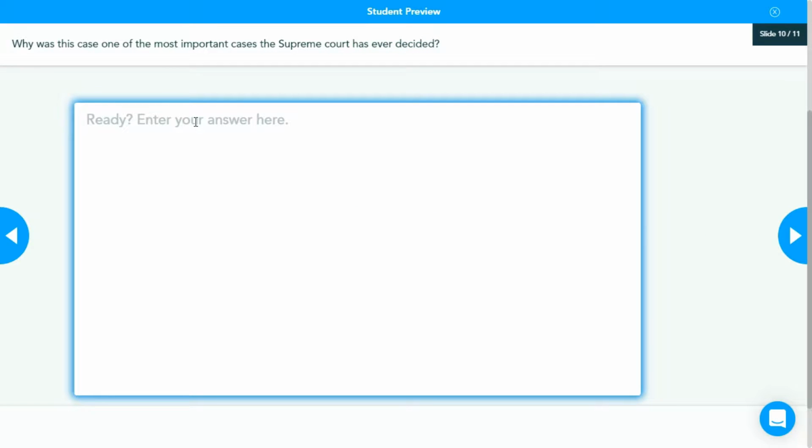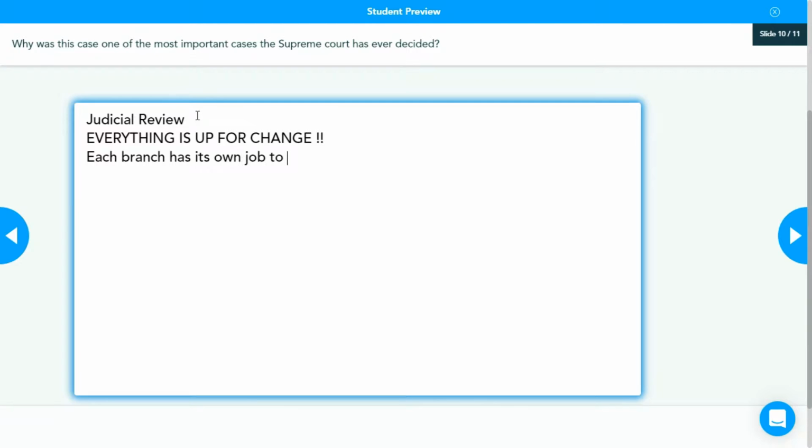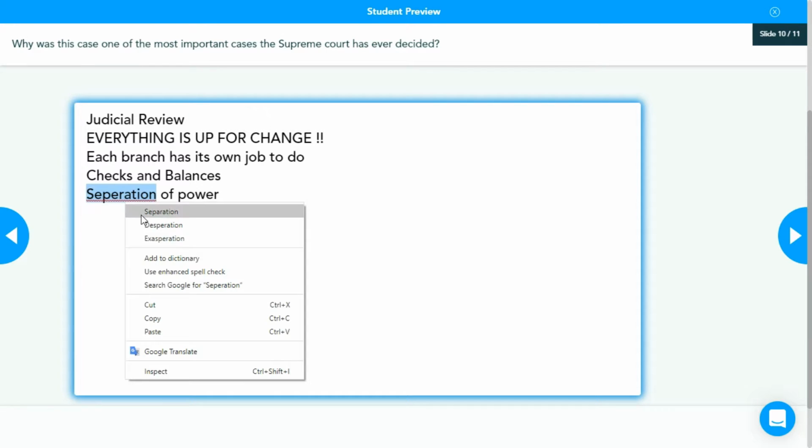Again, why was this one of the most important? Obviously, here at the top, judicial review is the biggest, and I'll put this in caps. Everything is up for change. And then the next big one is that each branch has its own job to do. So the Supreme Court is not going to be the end-all of everything. They're going to decide some stuff, but they're not going to do it all. So it promotes this idea of what we call checks and balances, and separation of power as well at the exact same point in time.